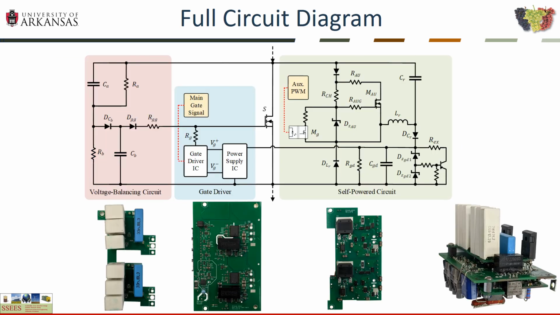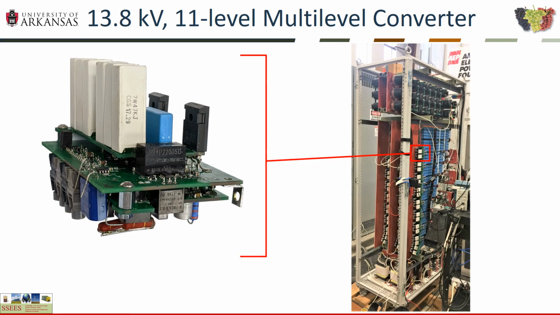Combining the voltage balancing circuit and the self-powered circuit forms a stackable switching position which can be employed in multi-level converters. These circuits were built on individual PCBs and stacked to form the final stackable switching position shown in the bottom right. Here, the switching position as installed in an 11-level flying capacitor converter is shown.